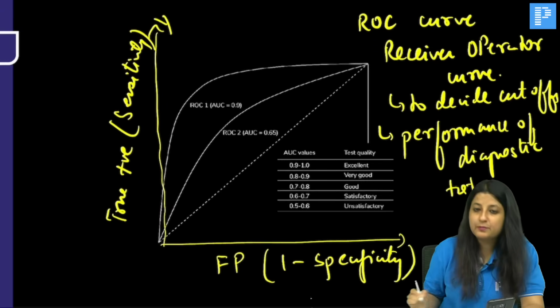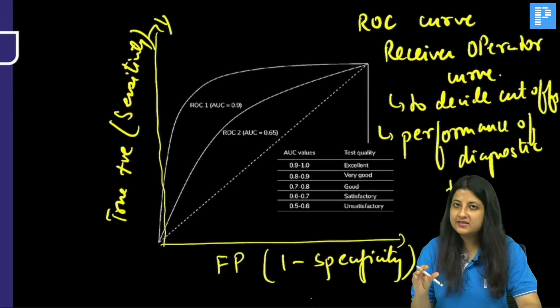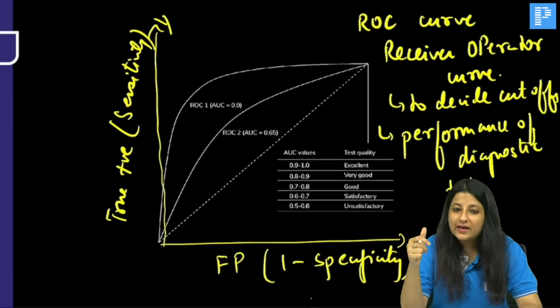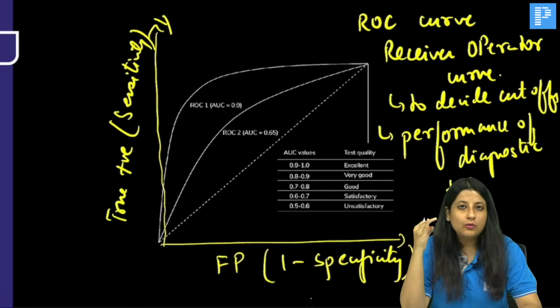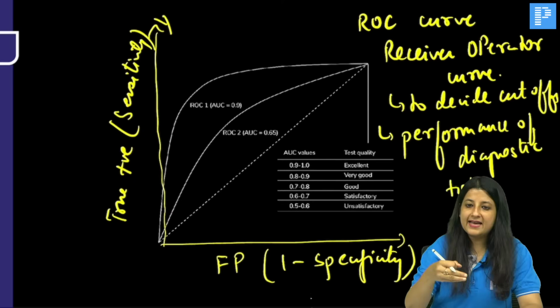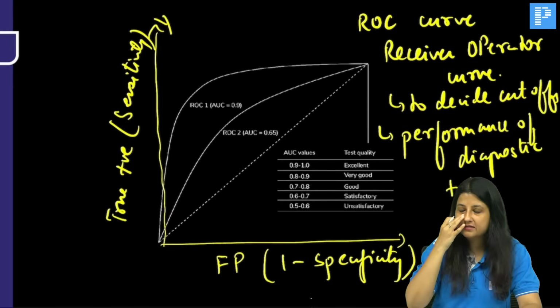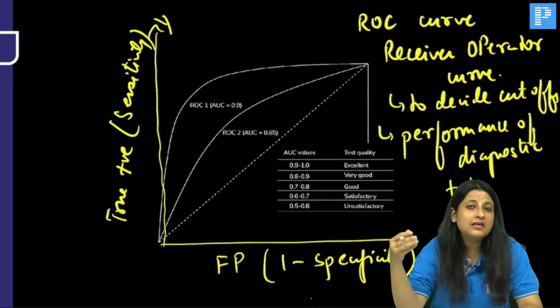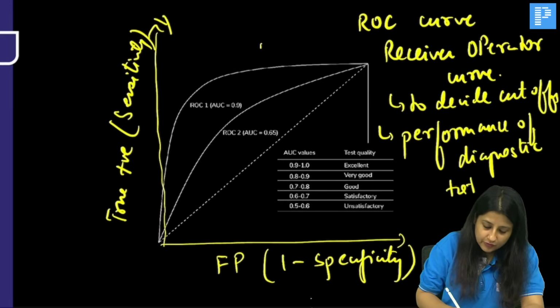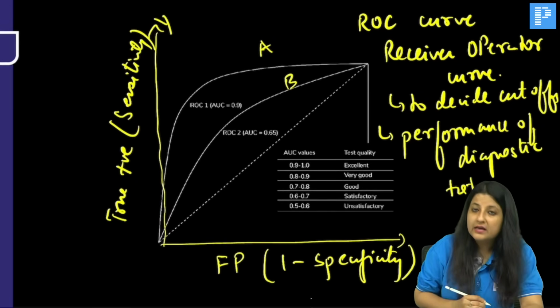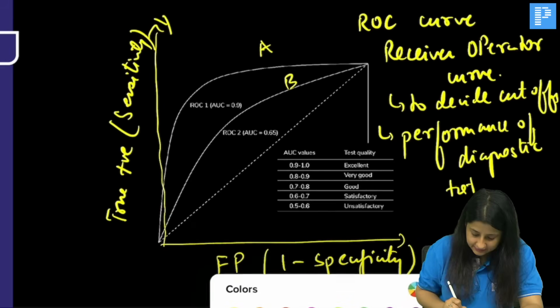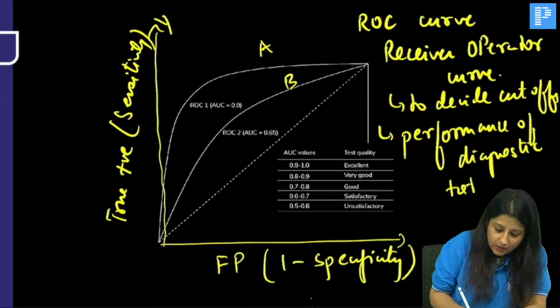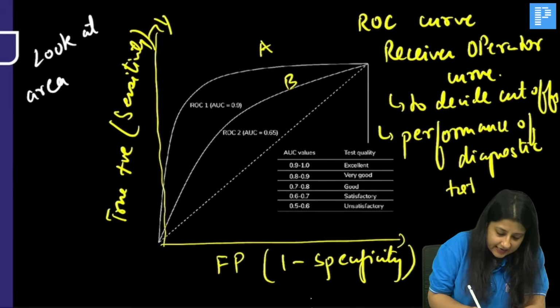What are the questions that can come? Question number 1. Which graph decides cutoffs? ROC. Question number 2. What is on the y-axis? What is on the x-axis? Now, question number 3. How will you decide the cutoff? So, what do you have to look at? Suppose this is A and this is B. So, which one is better, A or B? You have to look at area under the curve.